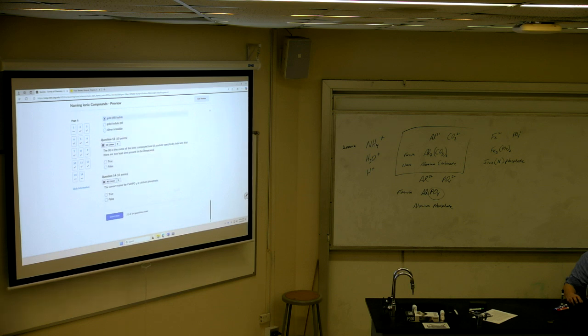The name lead 2 acetate specifically indicates that there are 2 lead ions present in the compound. Is that true? It doesn't refer to the number of lead ions. It refers to the charge on the lead ions. So that's false.